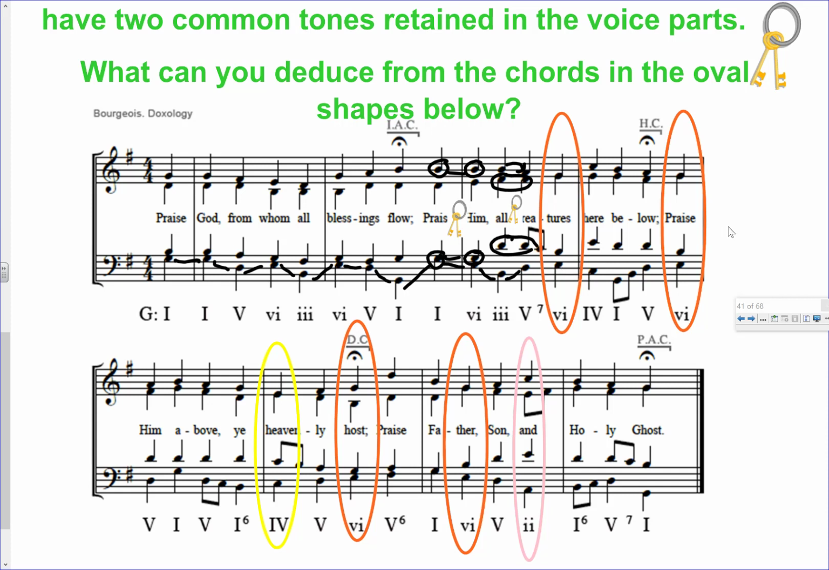Same thing over here at the end of the first line. We have the same exact identical chord, the sixth chord, where the root E is not doubled, but the G is, the third.